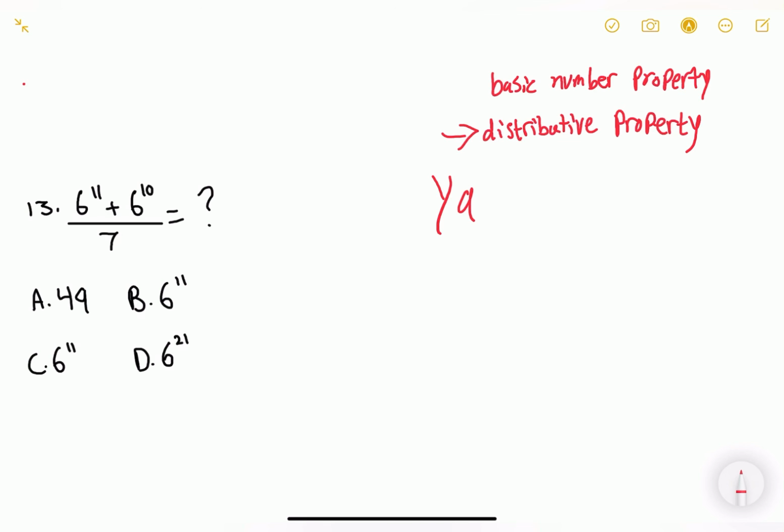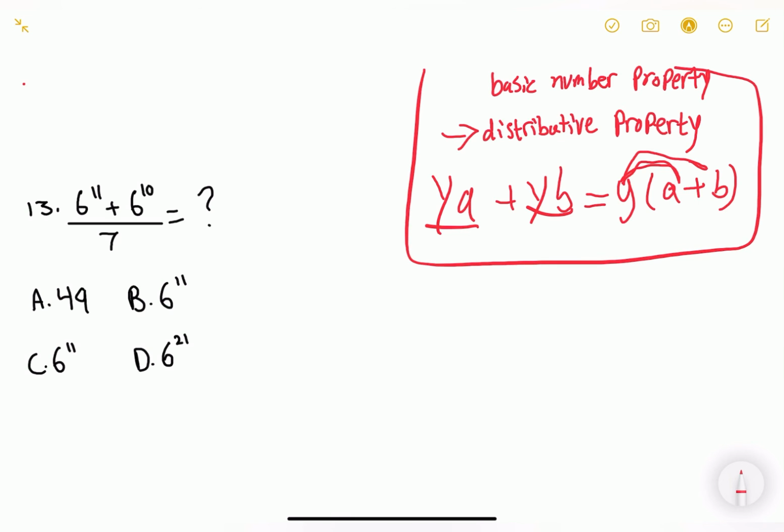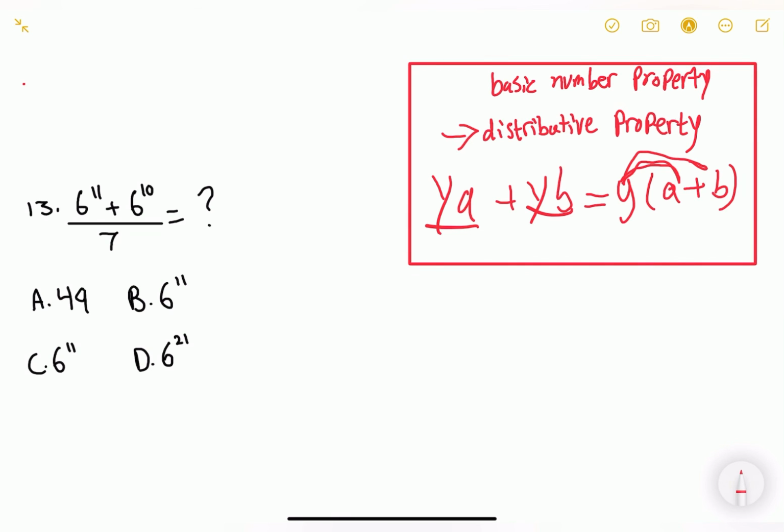We can say y times a plus y times b is equal to y times (a plus b). It's the same thing, because you can say y times a and y times b. So now let's apply this basic property to our question. What we have to do is simply use this rule.